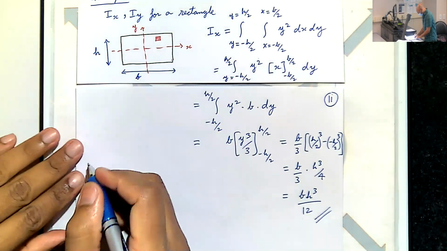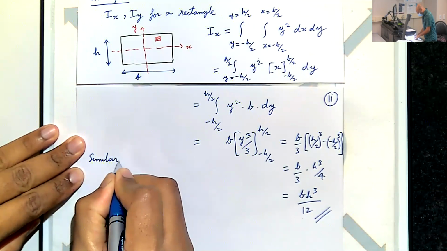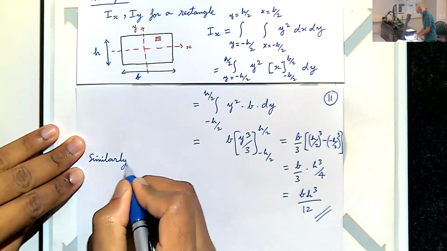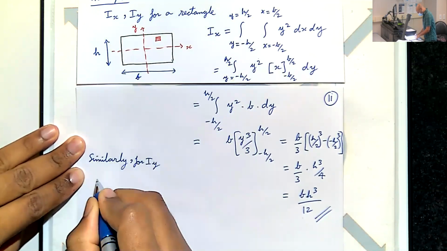What would you write for Iy? So similarly, for Iy, what would you say? What's the integral look like?